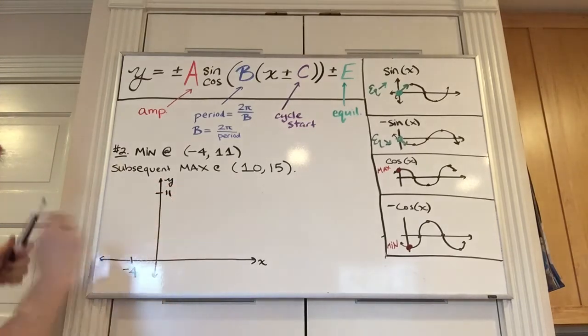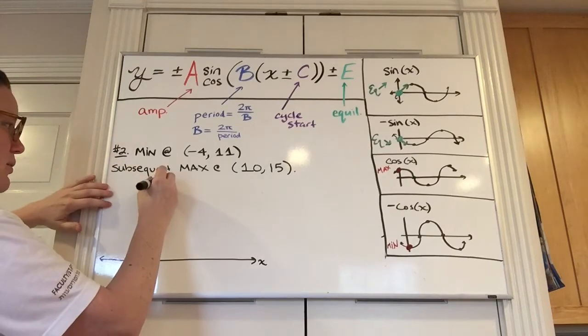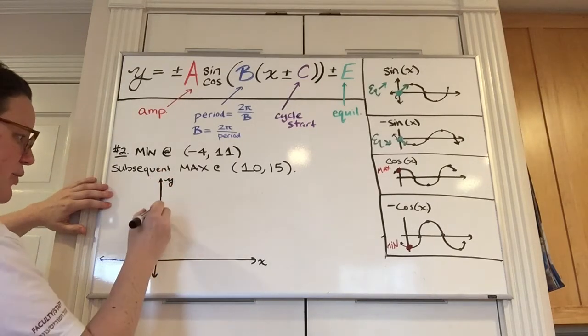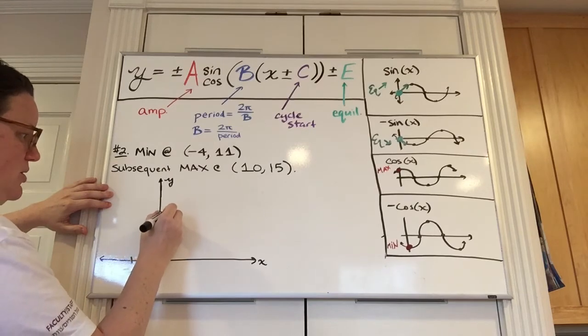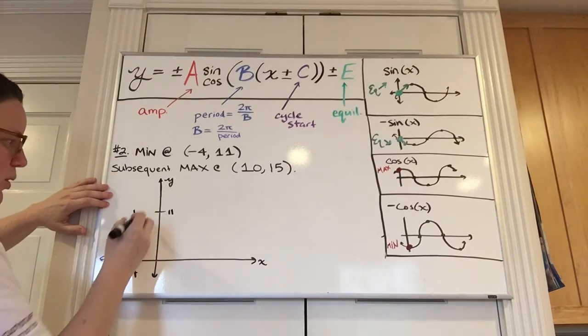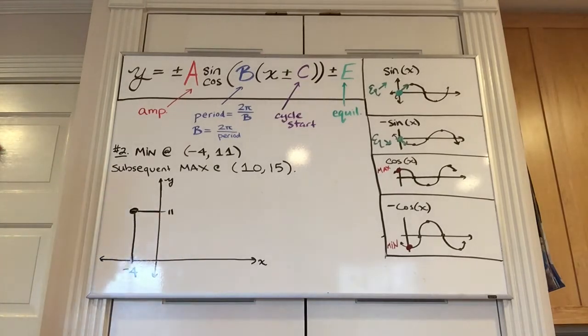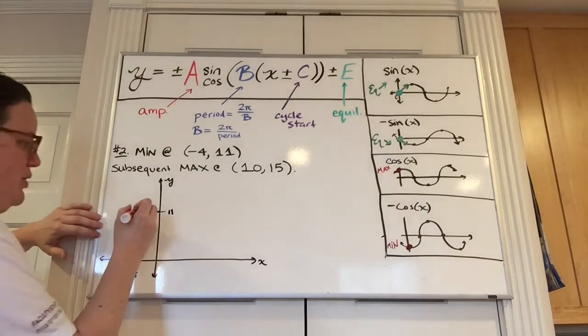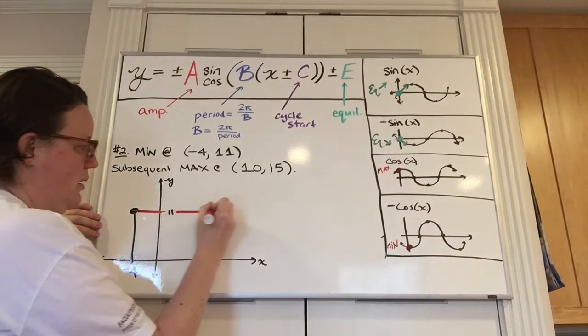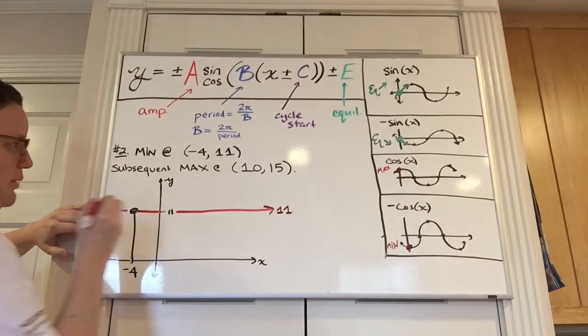Actually, since that's a minimum, let me put it a little lower for you guys. I want to have room for my maximum also. Let's call this 11, just so we have space. Okay, so here's my point, -4, 11. That's a point of minimum. And just like last time, I'm going to draw a line here at the minimum, so I've got that for reference later. So that's my minimum line.